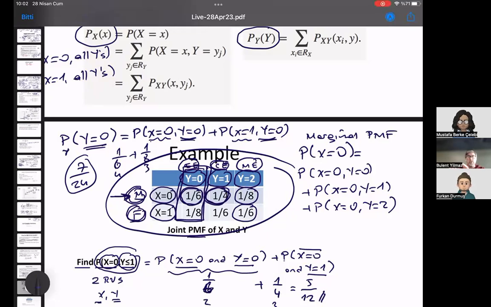I am going to focus on one of the random variables, find out probabilities of those random variables. Then it's called marginal PMF. If I'm only interested in joint PMFs, joint probabilities, then I should focus on such examples.